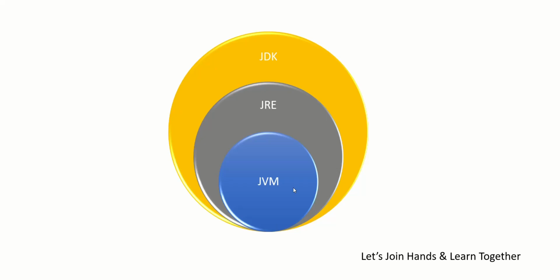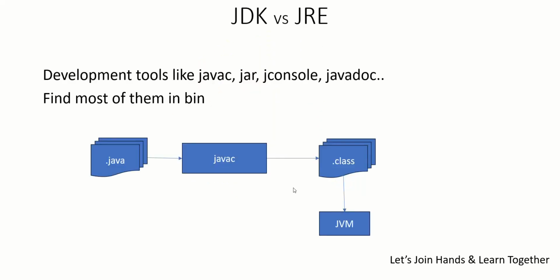Then I should definitely know the difference between JDK and JRE, what JDK has which JRE doesn't have. For understanding that, I want you to understand this diagram, what it exactly does.